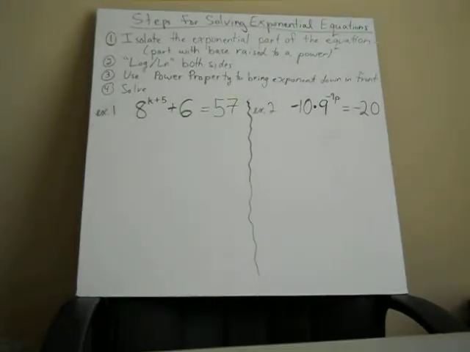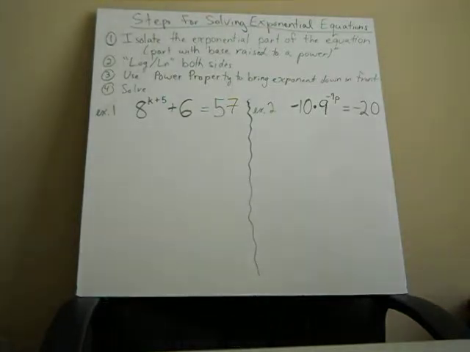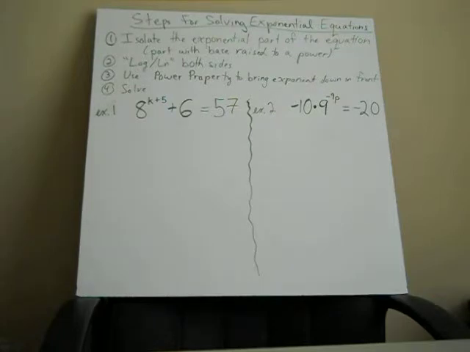Steps for solving exponential equations. First, you're going to isolate the exponential part of the equation, so that's the part with the base raised to a power. Secondly, you're going to log or natural log both sides. Third, you're going to use the power property that you just learned about to bring that exponent down in front. And then fourth, you're going to solve.